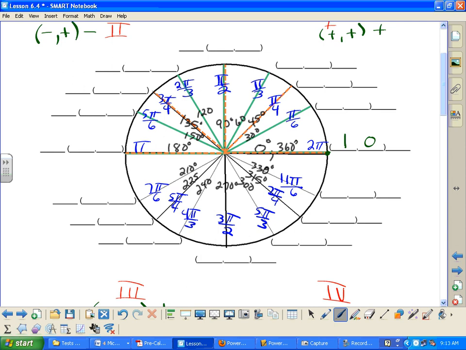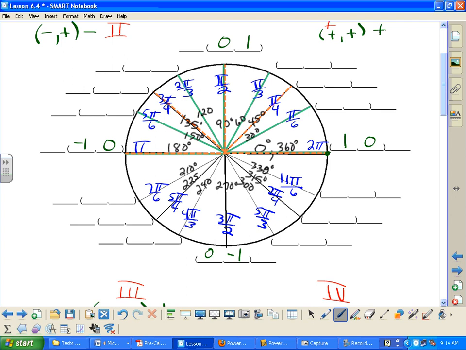And these are actual values. When we start writing the other ones in, it's because those are actually the coordinates of those points. All right? What about at 90 degrees? 0, 1. And at 180? Negative 1, 0. 270, 0, negative 1. All right, so we're going to do the cosine and sine first, and then we'll come back and do tangent.